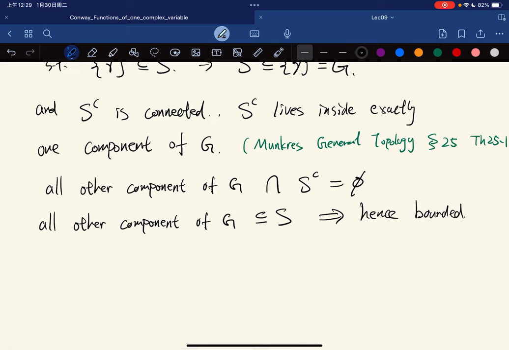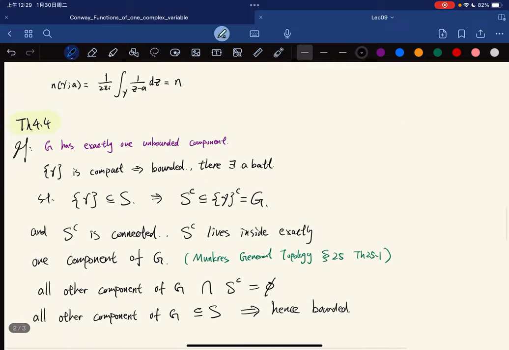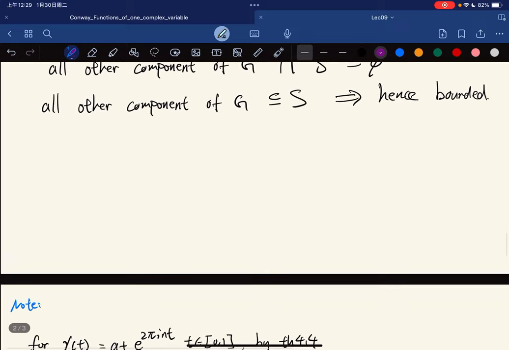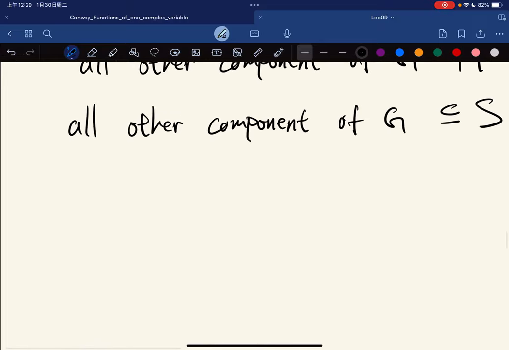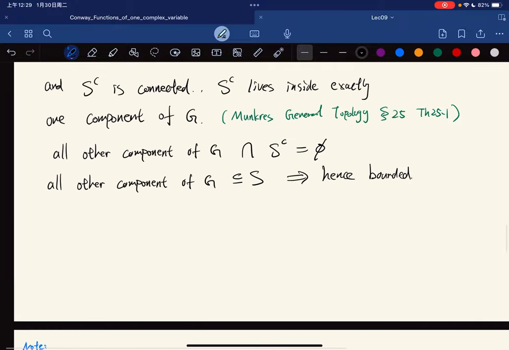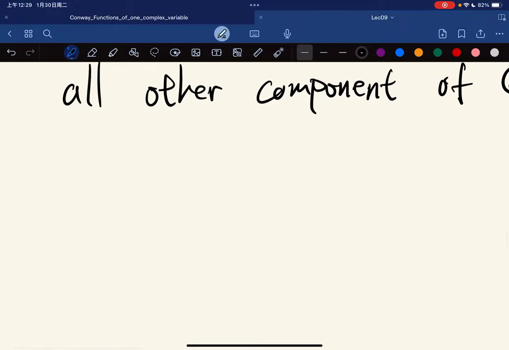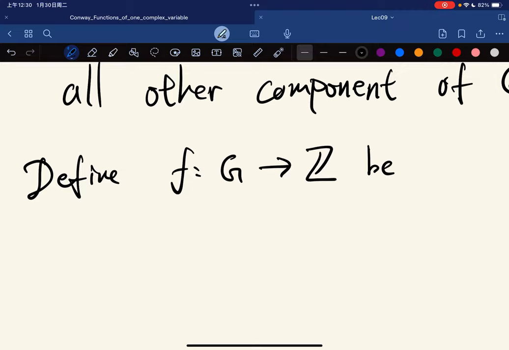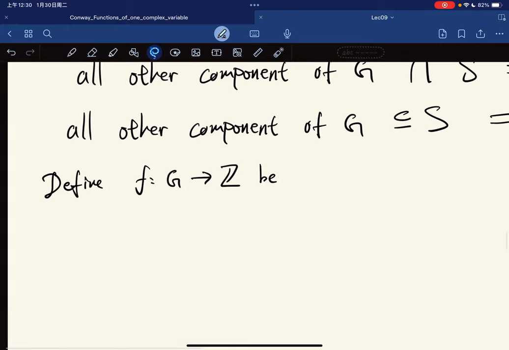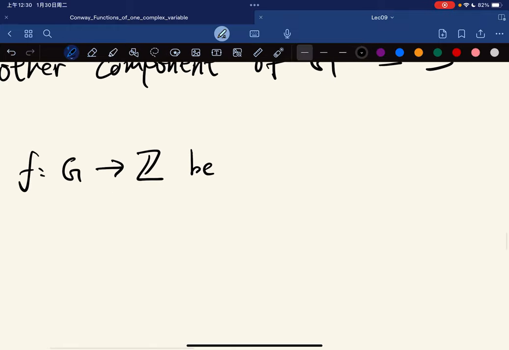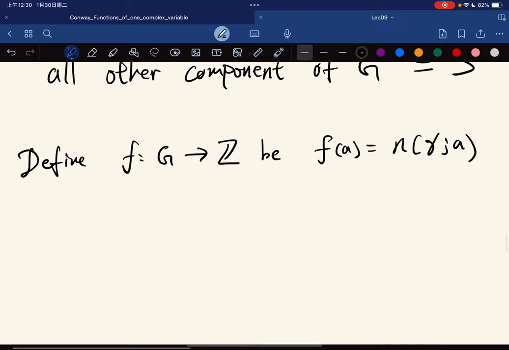All right, so we have done our thing, and now here's the actual proof. Well, we define f from G to the integers, a map defined by f(a) is the winding number of gamma around a. So for each a, it just gives you back the winding number. It's a natural thing to do, right?